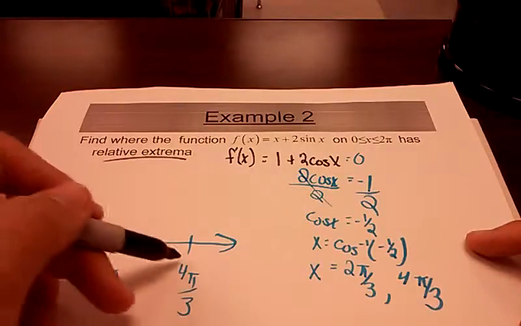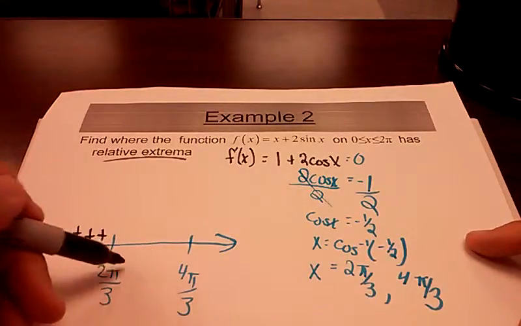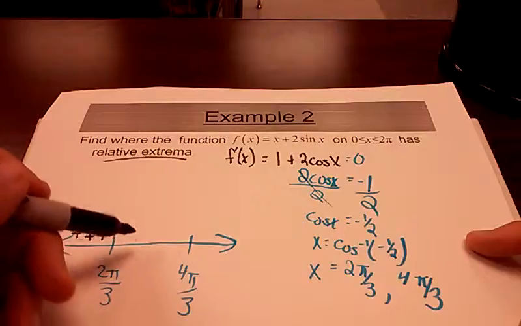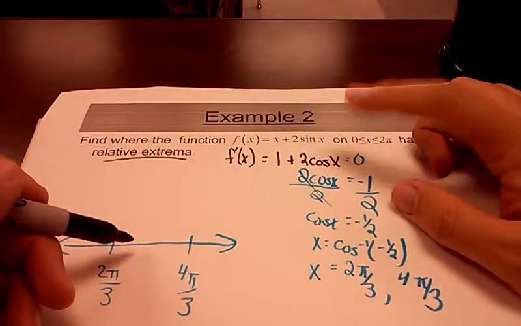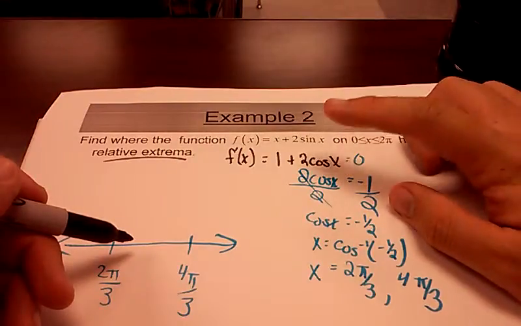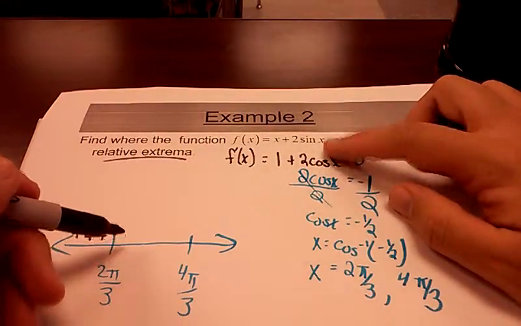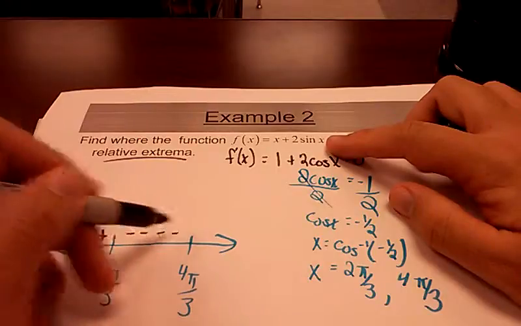All right, now a value in between 2 pi over 3 and 4 pi over 3 would just be pi. So let's plug in pi into the derivative. Cosine at pi is -1. -1 times 2 is -2. -2 plus 1 is a negative. So the value of the derivative there is negative.